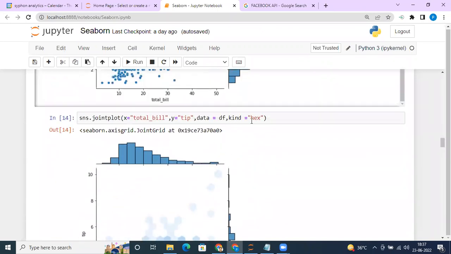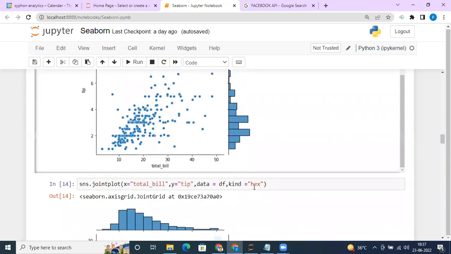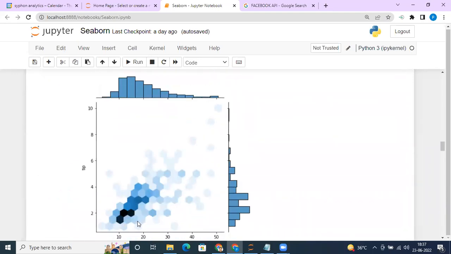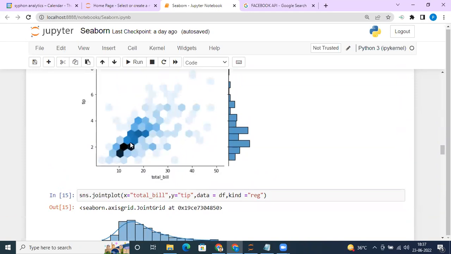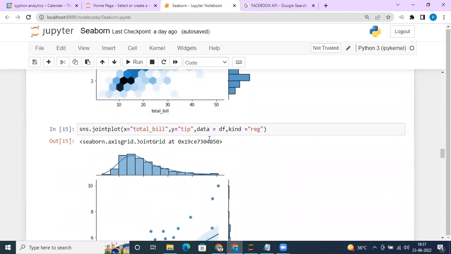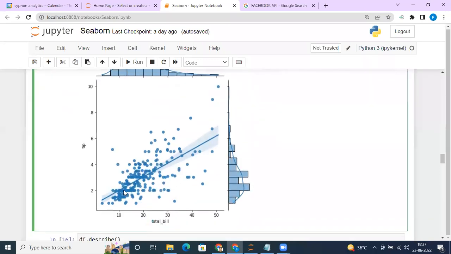Then we saw the different options we can have inside that. We have an option of kind, meaning what kind of shape you want. I just put hex here, so we were seeing hexagons, and from that we get the information that most of the data lies where the darker range is. Similarly, to find a linear relationship between the variables that we passed here, tip and tips, we can put kind equal to regression. It will find a best fit line.